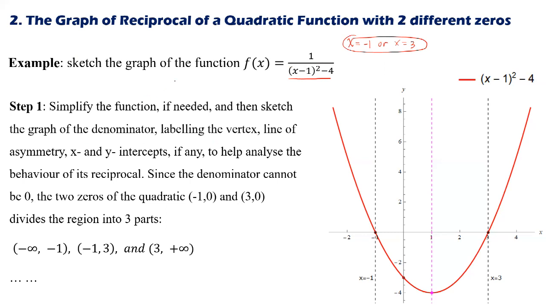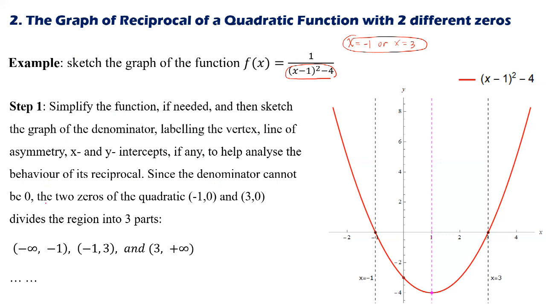So in order to sketch the graph of the reciprocal of this quadratic function, first step, we need to simplify this function if needed. Let's have a look at this function. No need to simplify further. And then sketch the graph of the denominator, labeling the vertex, line of symmetry, and x and y intercepts, if any, to help analyze the behavior of its reciprocal.